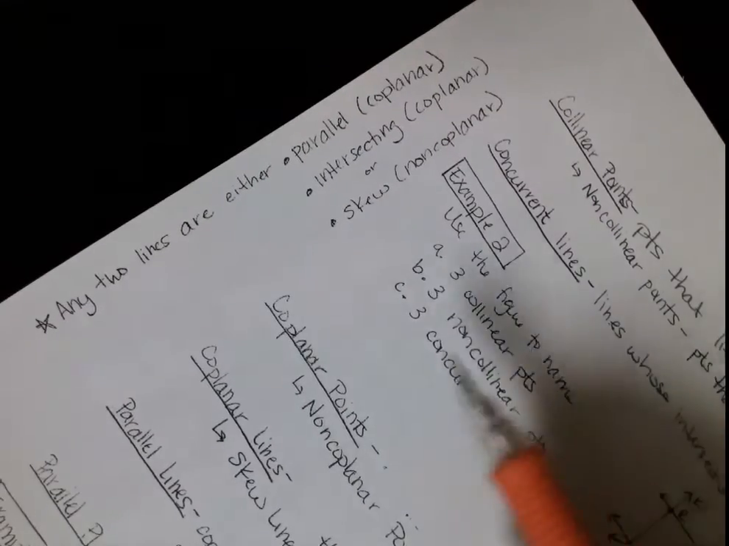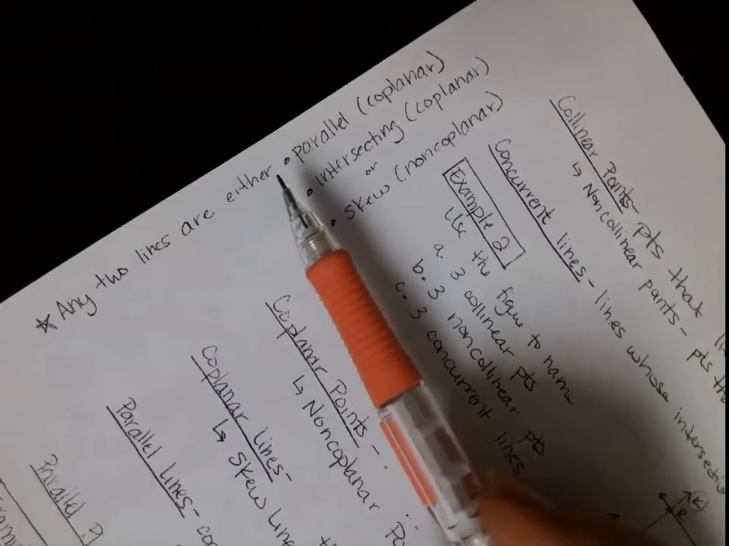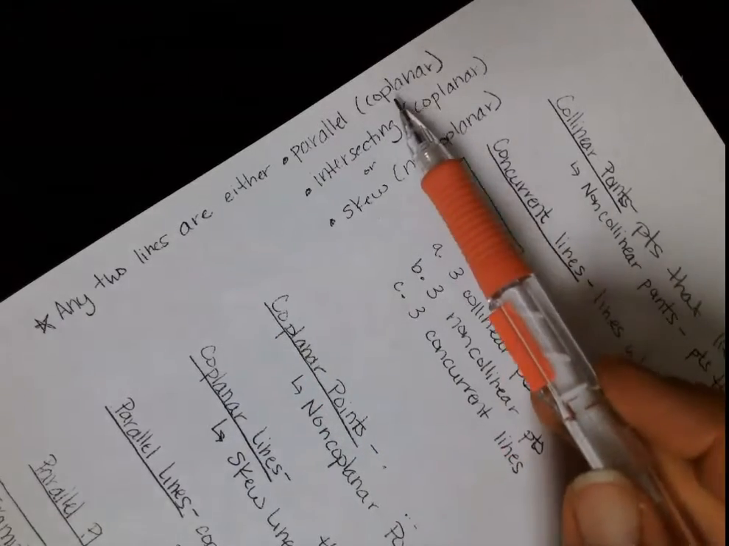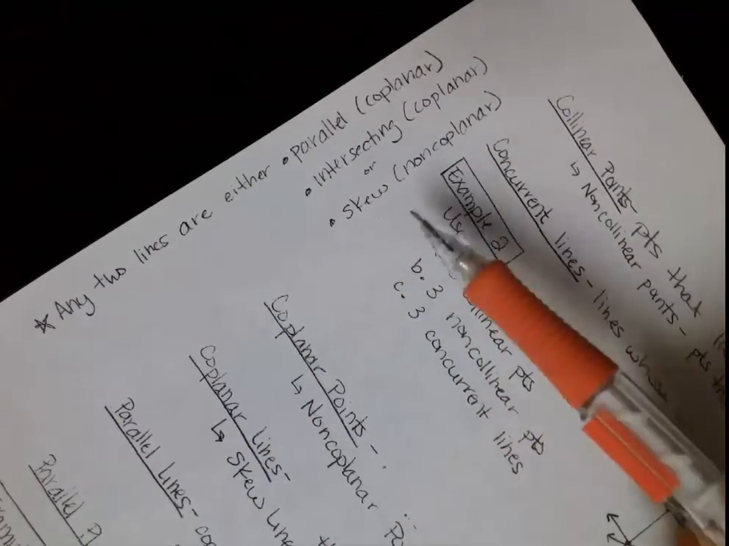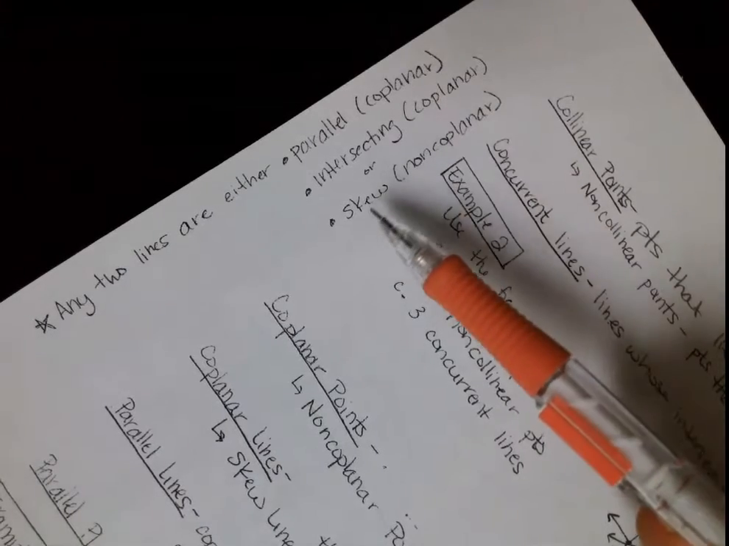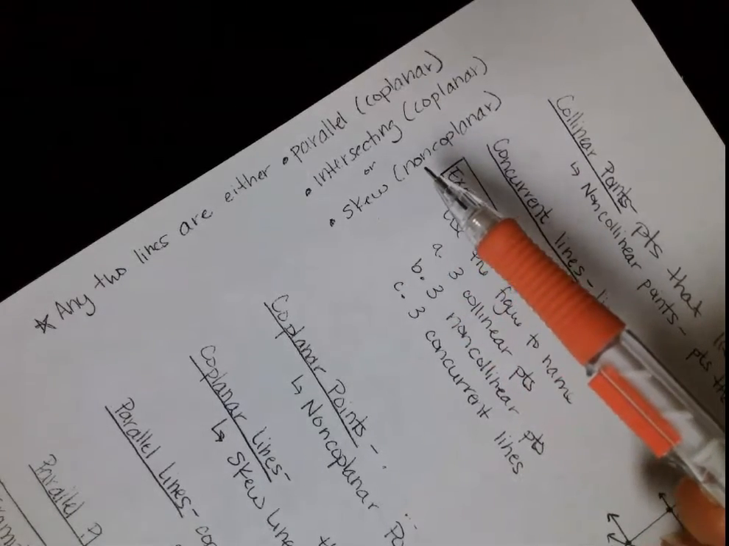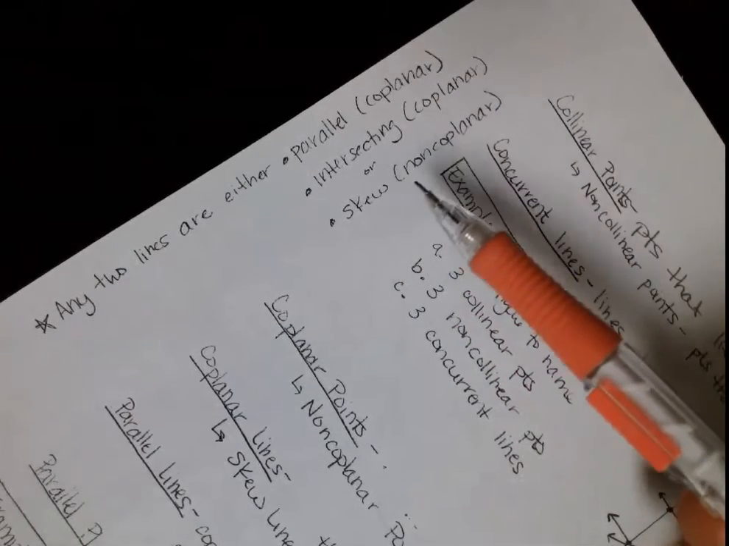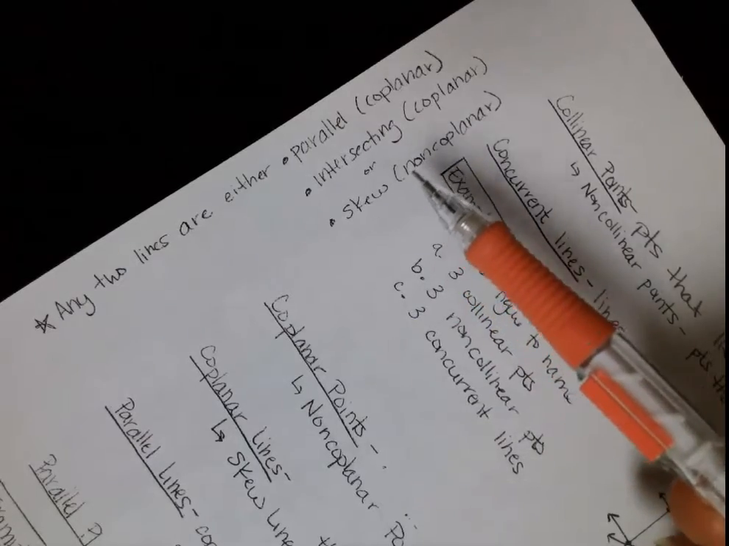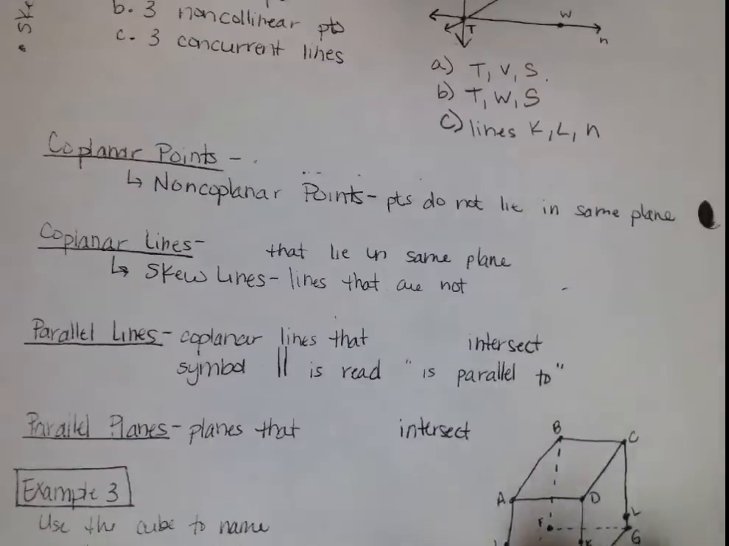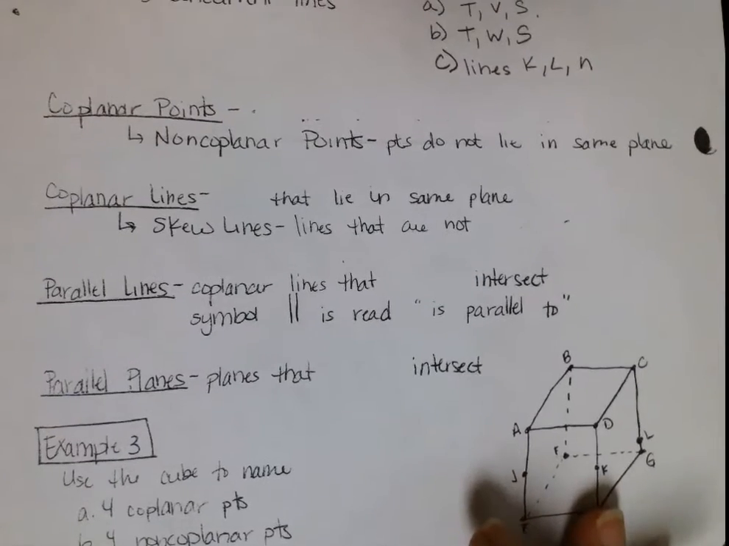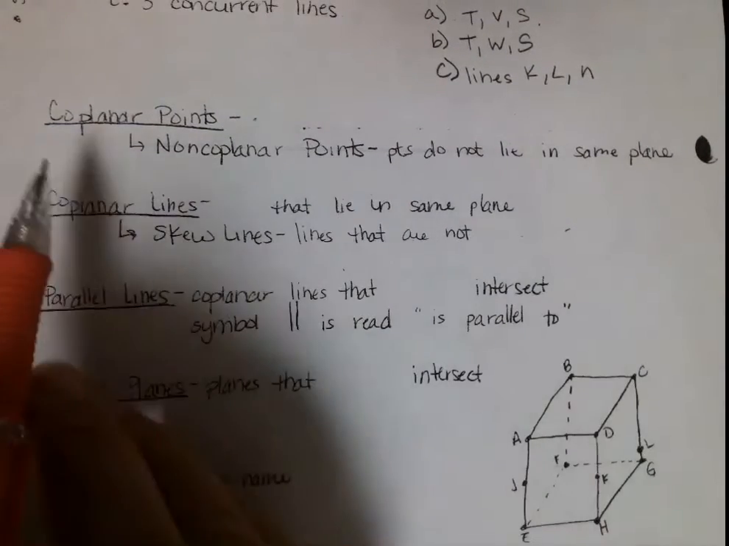All right, notice the little note over here on the side. Any 2 lines are either parallel, which means they're coplanar, in the same plane. They're intersecting, so they're in the same plane. Or they're skew, which means they're non-coplanar. Skew means that they cannot lie in the same plane. It might help if we go over some of these definitions a little bit.